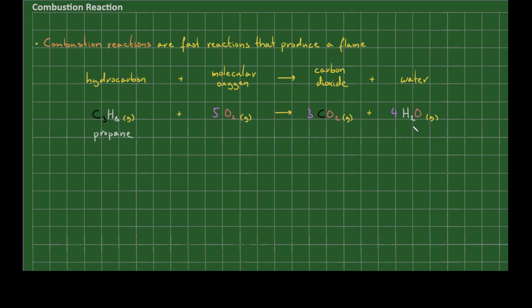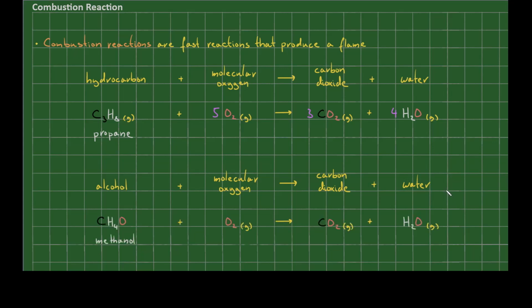Let me look at combustion reactions of alcohols. In general, if I have an alcohol and I react it with molecular oxygen, I will end up with carbon dioxide and water, same as with hydrocarbons. As an example, I'm going to pick methanol. Unfortunately, the reaction is not balanced. The carbons and oxygens are fine, but the hydrogens are not. There are 4 on the left-hand side and only 2 on the right-hand side. To balance the hydrogens, I'm going to place a 2 in front of H2O.